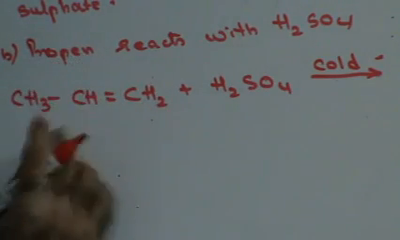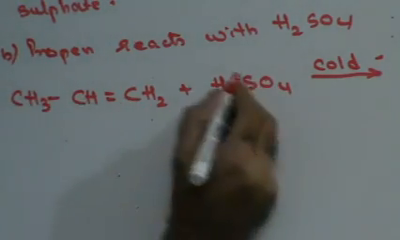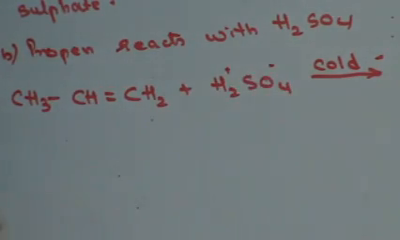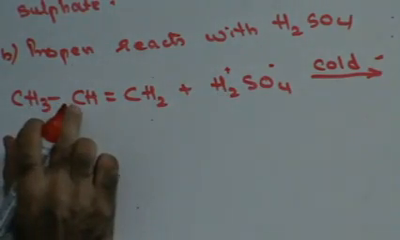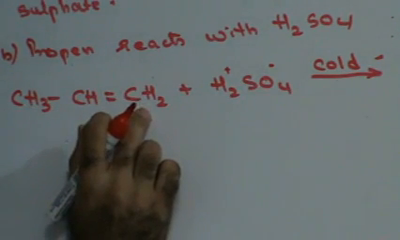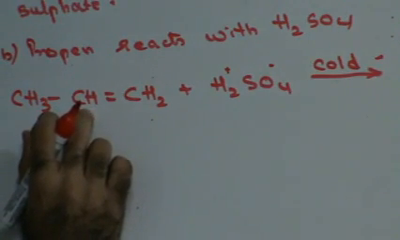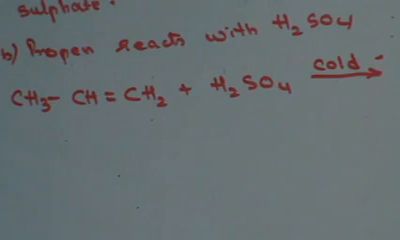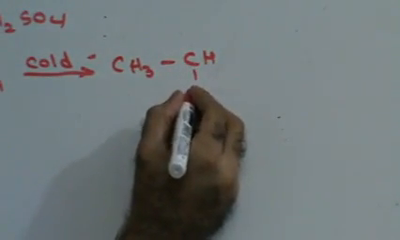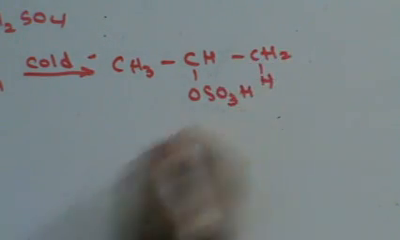Asymmetrical compound, because if I divide it from the center, the two halves are not identical. Asymmetrical reagent. This is the positive part of the asymmetrical reagent, this is the negative part. The negative part should either combine with this carbon or this carbon. Markovnikov's law states that it will combine with that carbon atom which has fewer hydrogen atoms. So whenever you have an asymmetrical compound combining with an asymmetrical reagent, you have to use Markovnikov's law. So this will become CH3CH, by Markovnikov's law you will have OSO3H here, and CH2 and H reacting here.